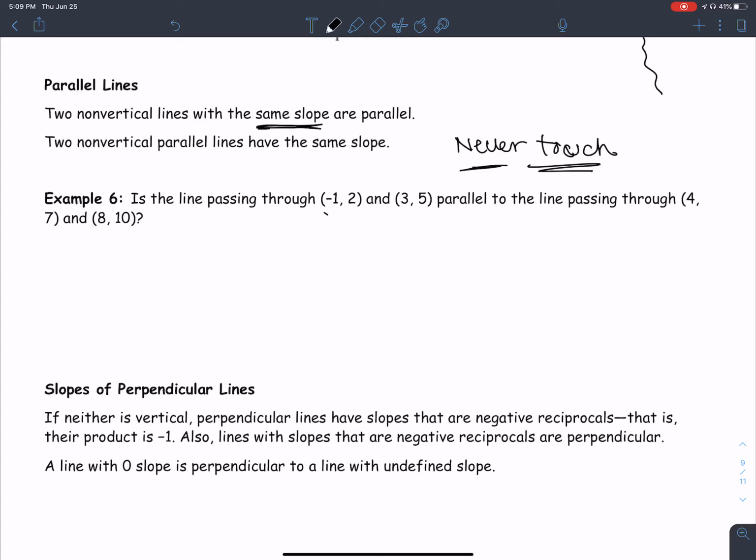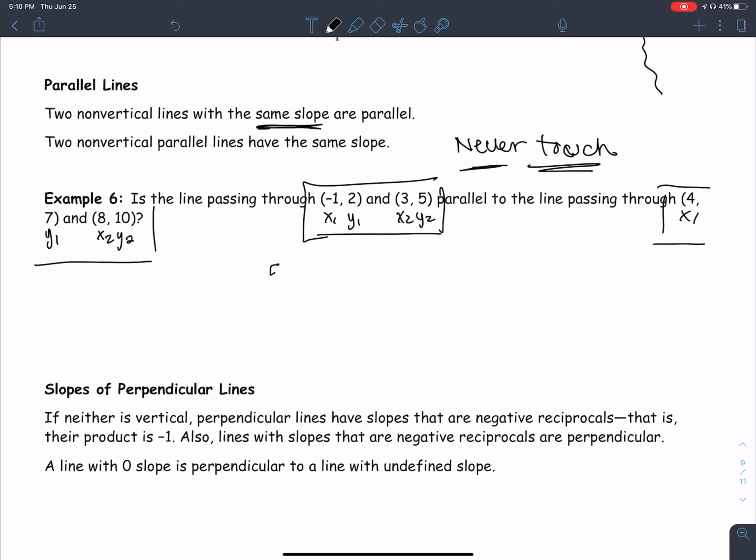So is the line passing through (-1, 2) and (3, 5) parallel to the line passing through (4, 7) and (8, 10)? So we're going to find the slopes of these, okay? So I'm going to find this slope and then that slope. So here we go. 5 minus 2 over 3 minus -1. That gives me 3 over 4. And then I get 10 minus 7 over 8 minus 4. So I get 3 over 4. 3 over 4, 3 over 4, same slope, so yes, the lines are parallel, okay?